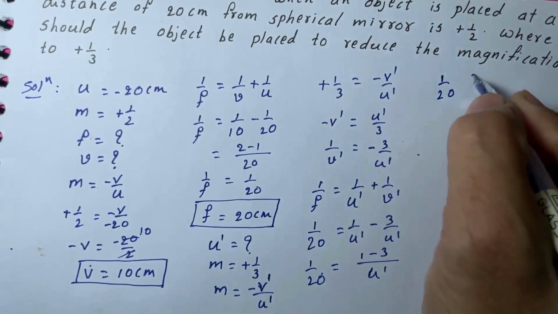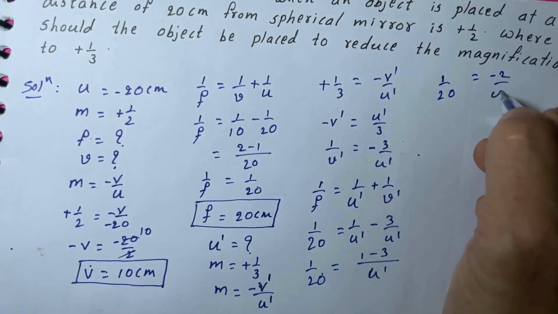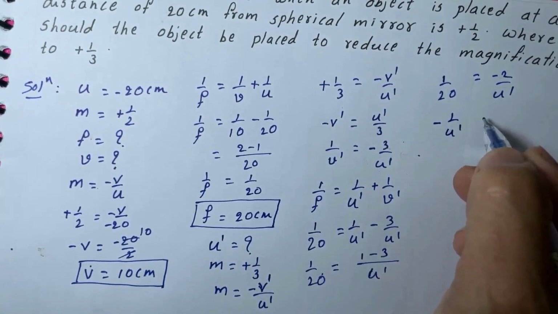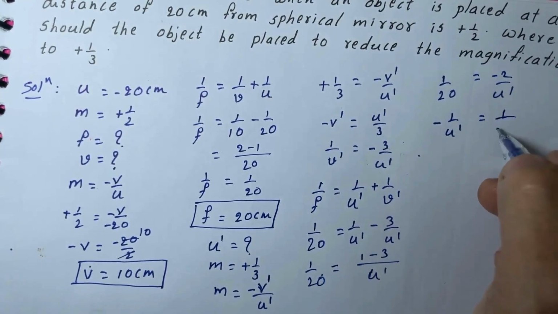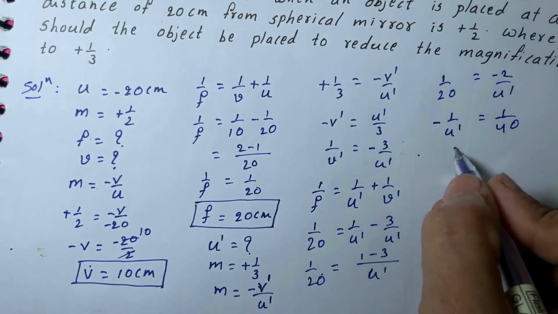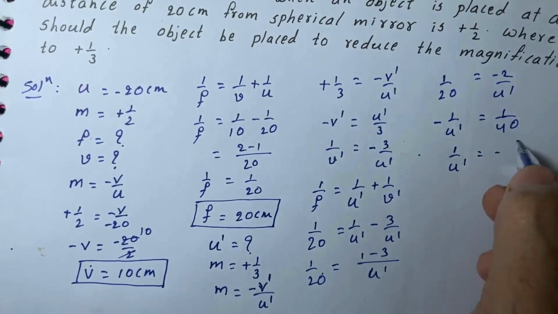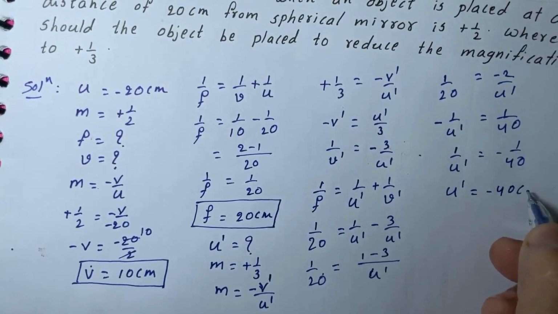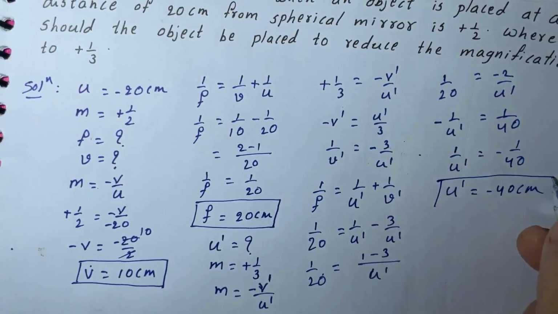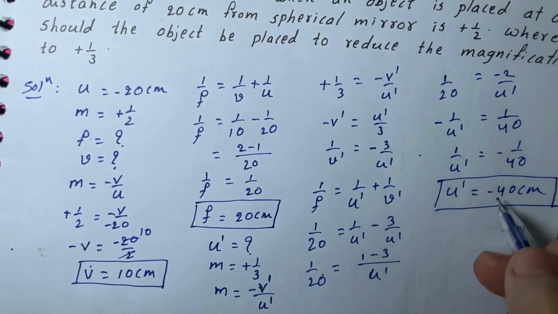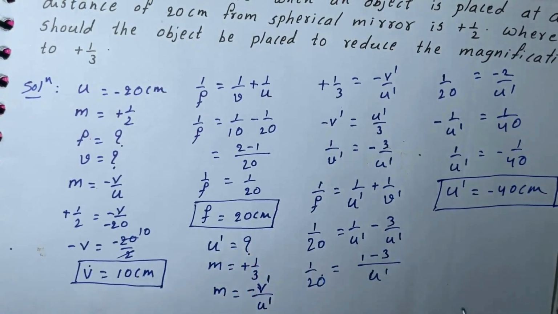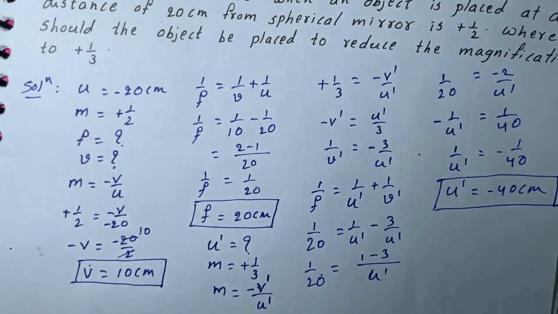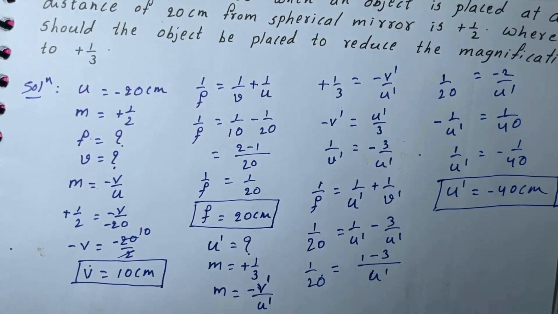1 by 20 is equal to minus 2 by u dash. From this, minus 1 by u dash is equal to 1 by 40, that is 1 by u dash is equal to minus 1 by 40, that is u dash is equal to minus 40 centimeters. So, when the object is at 40 centimeters distance in front of the mirror, then the magnification is plus 1 by 3. And one more thing we can discuss here.